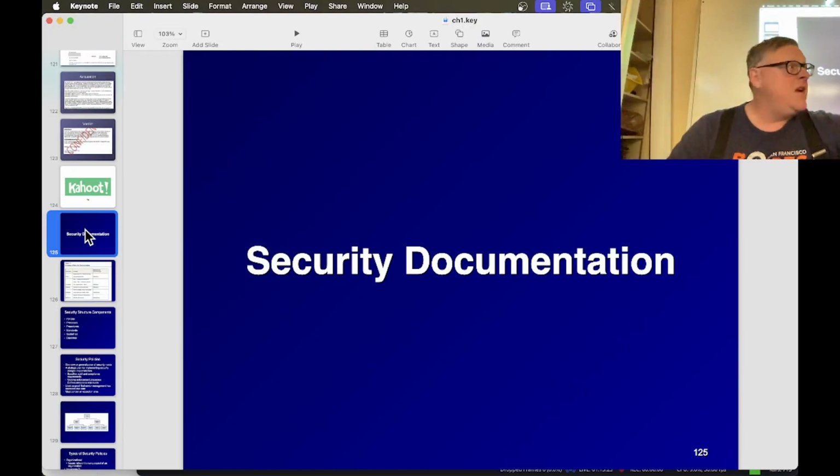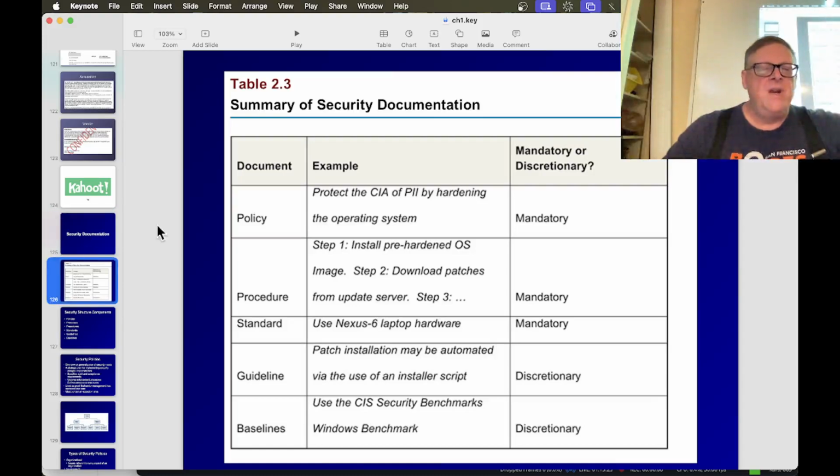All right, then there's documentation. So you have to write quite a lot of documents. Your policies have to be written down, and these are mandatory. Your company has a policy for how they handle everything. You have procedures which specify exactly how to do things. You have standards. Every company has certain products.